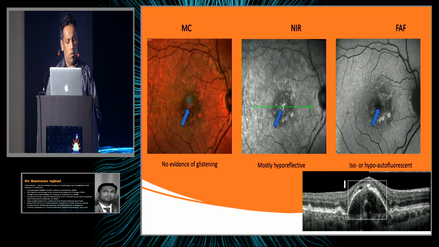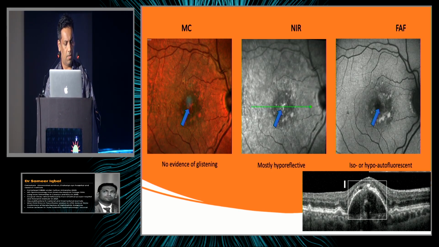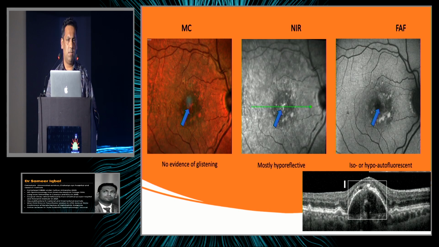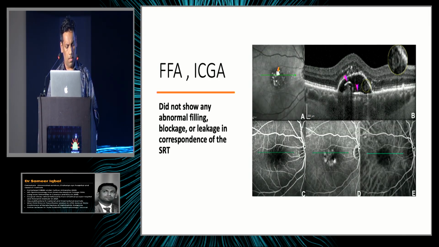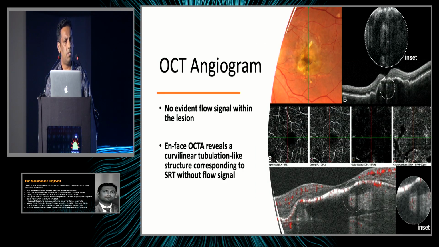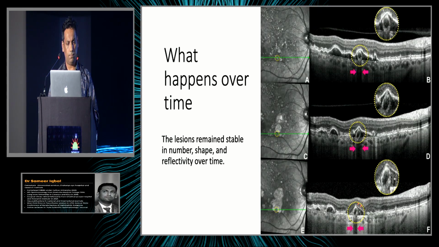These lesions are not much appreciable in multicolor imaging. In near infrared, the presentation is mostly heterogeneous, but mostly hyperreflective. In fundus autofluorescence, they appear either iso or hypo. And they are not discernible on angiogram also, both fluorescein and indocyanine green angiogram, as there is no evidence of any abnormal filling, blockage or leakage. In OCT angiogram also, there is no evidence of any flow signals corresponding to these lesions.